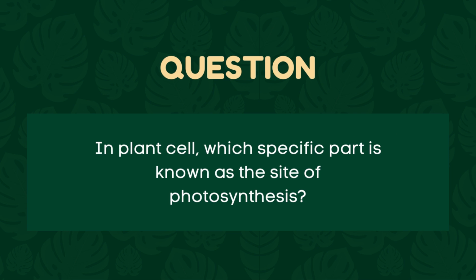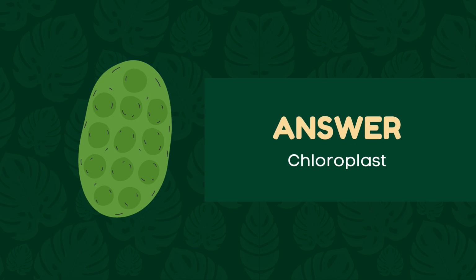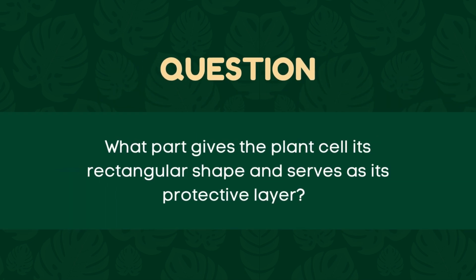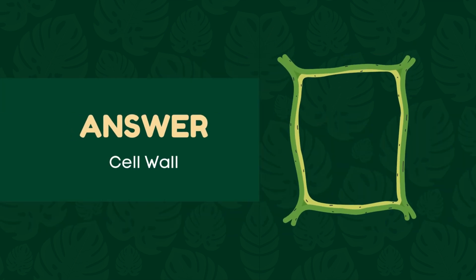Let's discuss it. Number 1. In plant cell, which specific part is known as the site of photosynthesis? And the answer is chloroplast. Number 2. What part gives the plant cell its rectangular shape and serves as its protective layer? And the answer is cell wall.